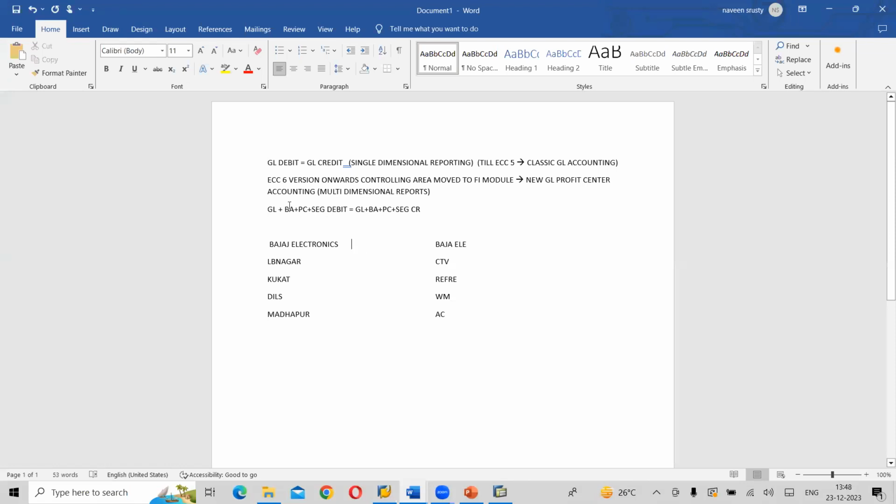What does that mean? Business areas we will create area wise: LB Nagar, Kukatpalli, Dilshuk Nagar, we will create under business areas. And segment is nothing but the product categories we assign under segment. Understood? So how many segments do we have? Color TV segment, refrigerator segment, washing machine segment, and air conditioner segment. These are called segments. If I click on segment reporting, it will give you the list of segment products you have.